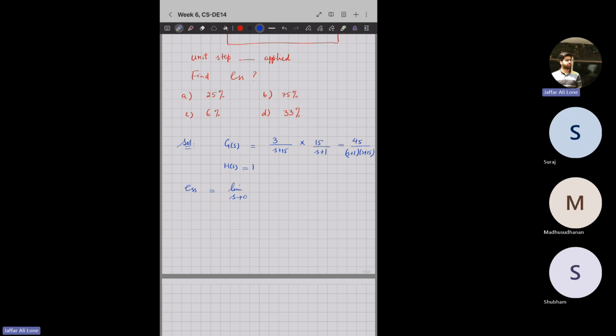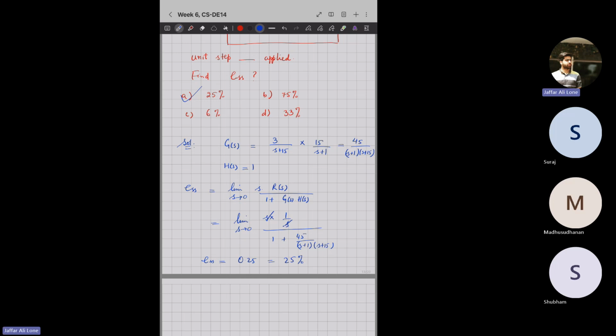Limiting s tends to 0, s into R of s divided by 1 plus G of s, H of s, which is equal to limiting s tends to 0, s into 1 by s, divided by 1 plus 45 divided by s plus 1 into s plus 15. And then if you solve it, you'll find 0.25, which is equal to 25%. Option A is correct.